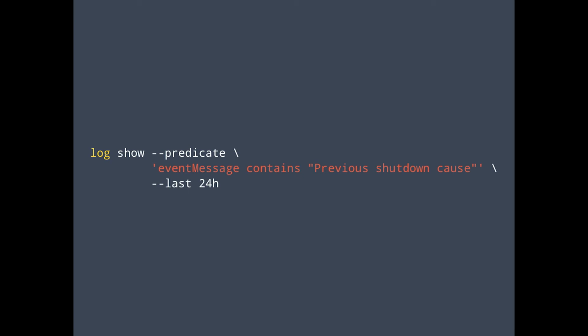This is from Emily Kozelik's blog. It's a way to show the previous shutdown cause logs from the last 24 hours. And she also includes a link to another site that lists out all of the shutdown codes and what they mean. So in conjunction with this log collection, you can take the shutdown code, go to that other site, and figure out if it was an issue that you need to look into, or maybe it was just a user rebooting their computer.